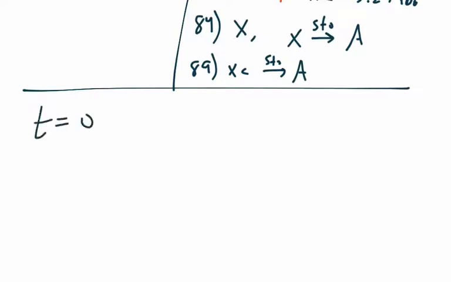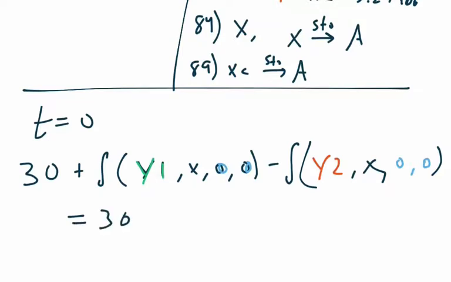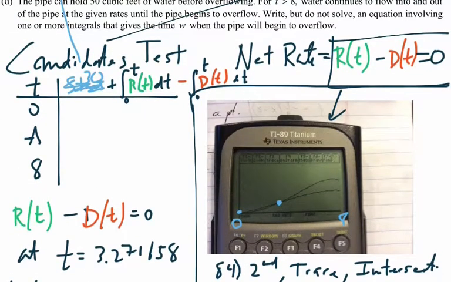So for t equals 0, on your calculator you're going to type in 30 plus the integral of, and then the rate in is y1, comma x, comma 0, comma 0, minus the integral, oh, where's the rate out? That's going to be y2, comma x, comma, let's go ahead and put colors on these, 0, 0, where the rate in is green. And this should give you 30, because both of these integrals should be 0, because their limits go from 0 to 0, so we get 30 here. So up here in our chart, literally all we need to write is 30.